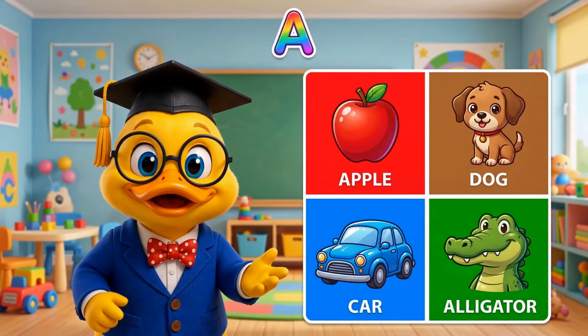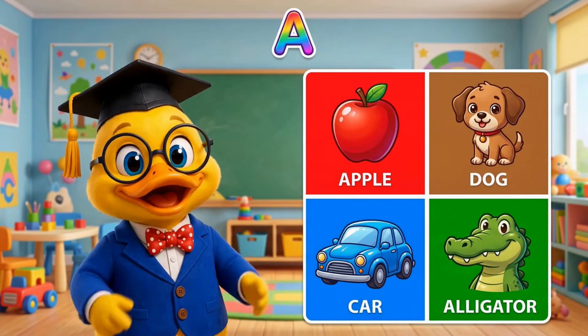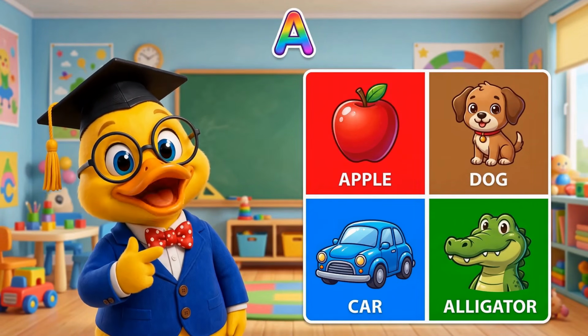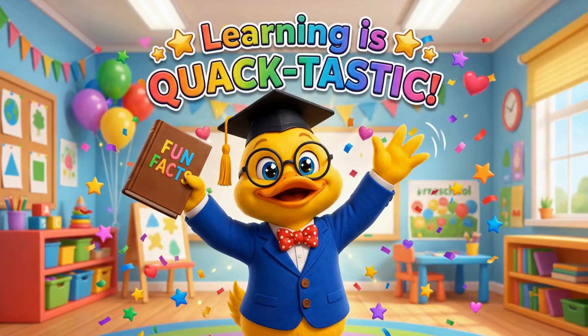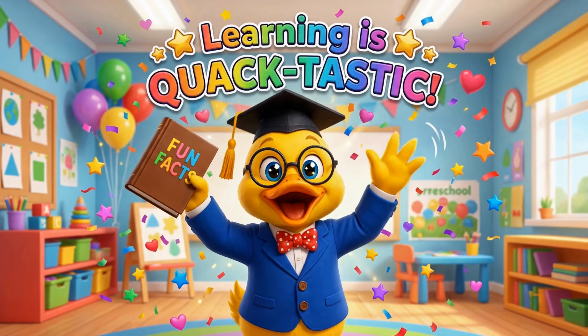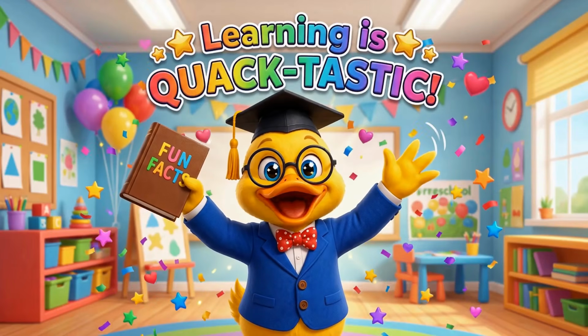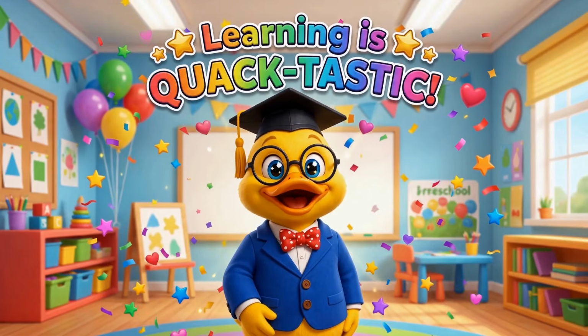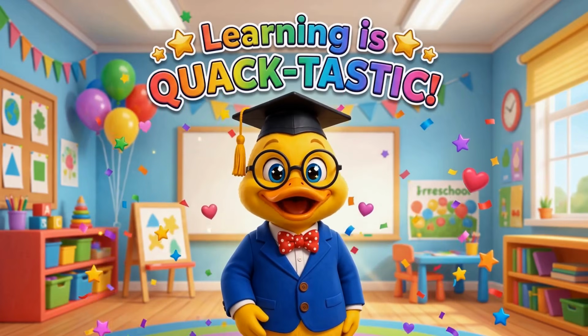What letter did we learn today? That is right, the letter A. And what sound does it make? A. And what shape does it look like? A mountain with a bridge. You are incredible little learners. And always remember, learning is quacktastic.